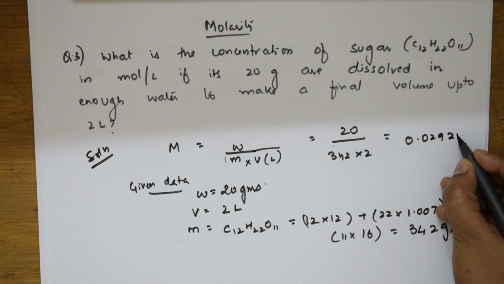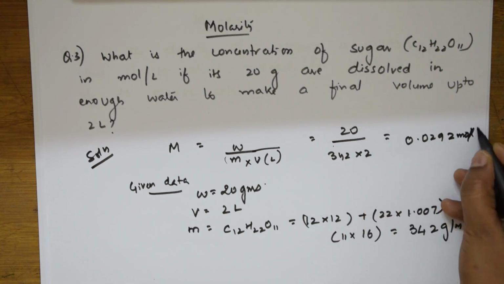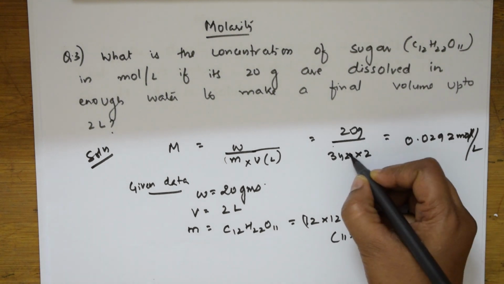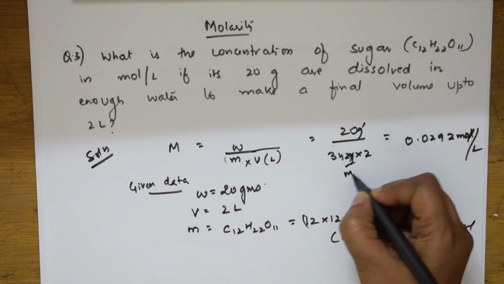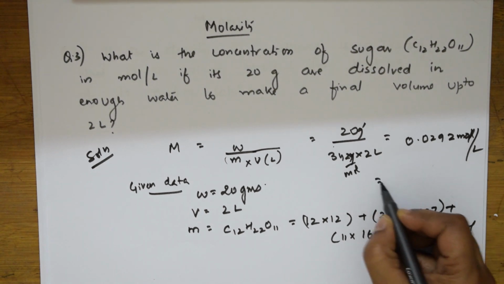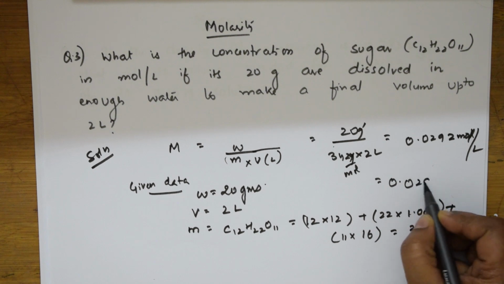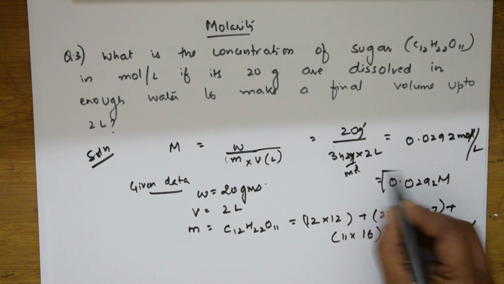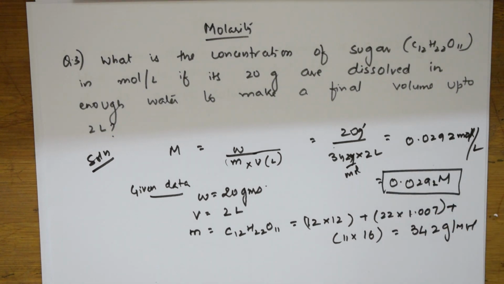So what are the units here? Mole per liter. This gram and this gram get cancelled. This is already mole, this is already liter. When this goes above, this becomes mole per liter. Fine. So this is your answer. So finally, how can you write this? 0.0292 molar solution. This is how you're going to explain. Hope this is clear to you all. Yes, let us come back and see the next question.